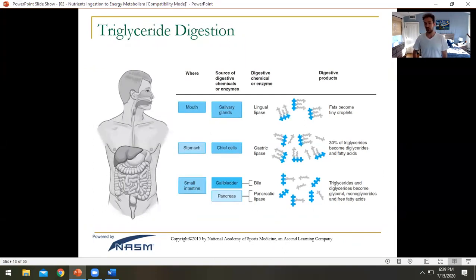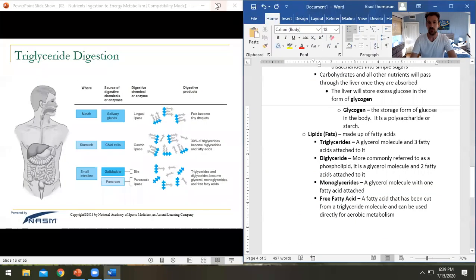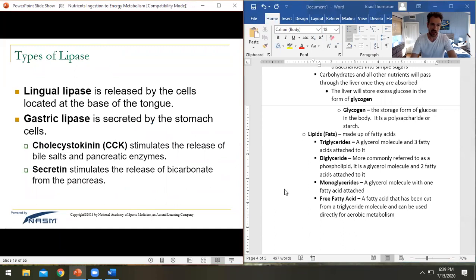Some of it will also happen in your stomach, right? You've got lipase in there as well. But primarily, most of it is thanks to bile and pancreatic lipase, right? Both things which are going to be found in your small intestine. So triglycerides and diglycerides are going to be broken into free fatty acids, monoglycerides, and things like that so that your body can actually use them.